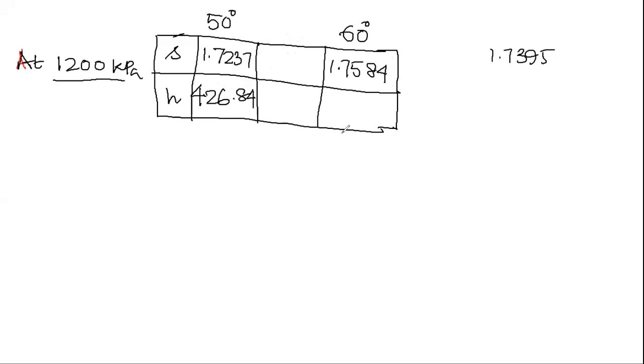426.84 and 438.21. Here the entropy value, that is 1.7395, same as this. Corresponding enthalpy values we have to determine the same way as earlier. So we can write the equation of the straight line and accordingly we can calculate the value, calculated to be 432.02 kilojoule per kg.